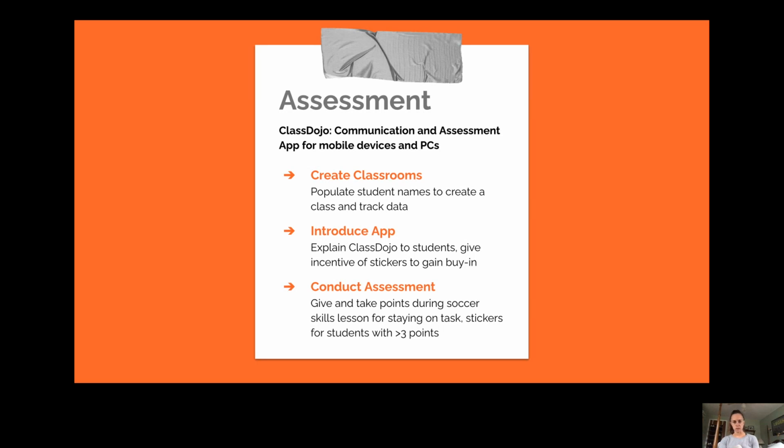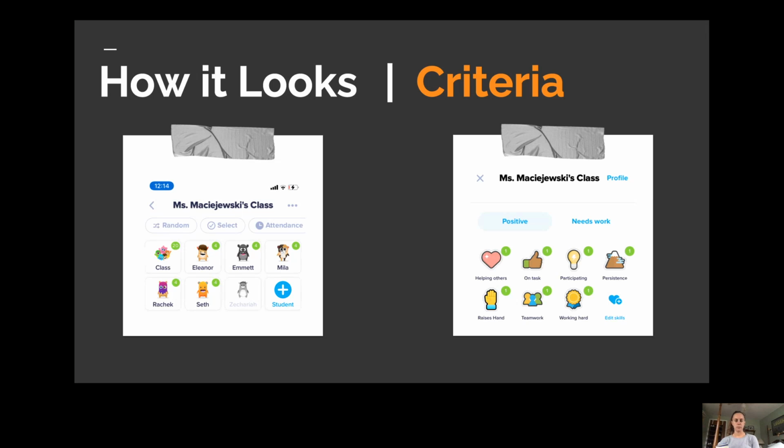Then I conducted the actual assessment, which was to give and take points during class, which was a soccer skills lesson. I gave points when they stayed on task and when they persisted through each task. And I didn't say this, but anytime I saw them not staying on task and I had to tell them to get back on task, I took away points. Then at the end, I gave stickers to any student that had at least 3 points, which every class did because they're awesome.